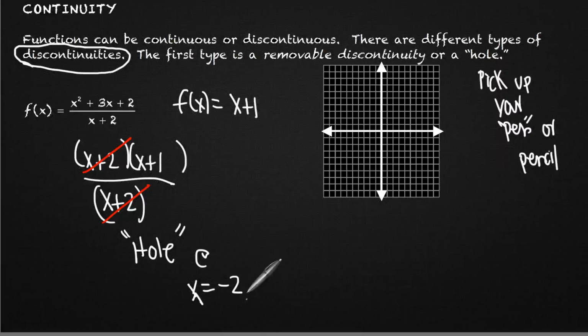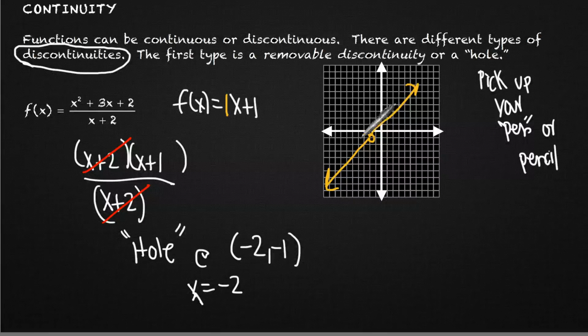Now, to figure out where the hole is, you plug in negative 2 into the existing function. Negative 2 plus 1 is negative 1. So there's a hole at negative 2, negative 1. So maybe over here, we'll go left 2 and down 1, and we'll put a hole right there. All right, and we will sketch this function. This is just a linear function with a slope of 1 and a y-intercept of 1. So it looks something like that.